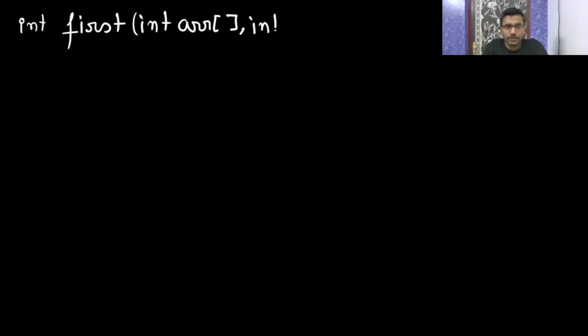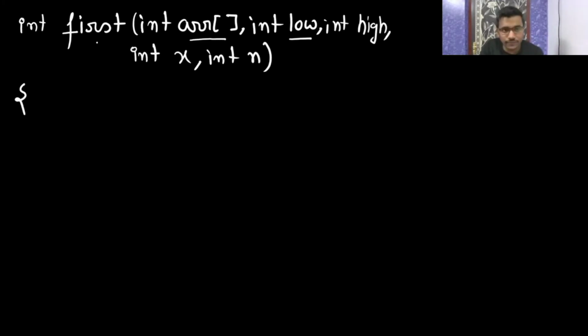So int is the return type. Then int array, this is your array. Int low is going to have the lowest index, means the leftmost index. Int high is the rightmost index, x is the element that you need to search, and n is the size of the array.